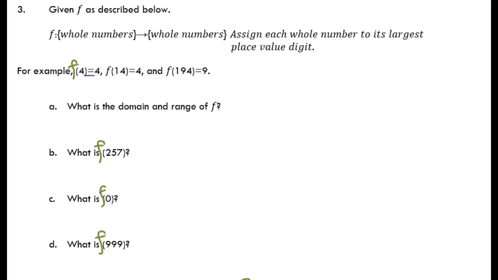So what they're doing is they're taking the largest single-digit number in that whole number and saying that's what the answer is. So the reason why f of 194 is 9 is because 9 is the biggest single digit in 194. So that's pretty easy. We can do these examples pretty easily, but what's the domain and range?